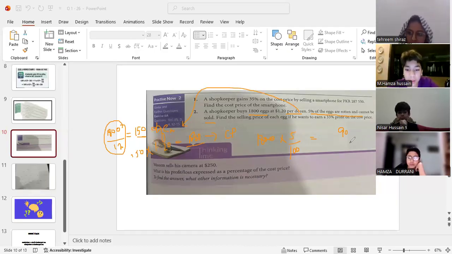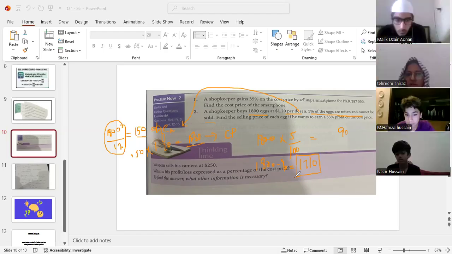Ma'am, so now if we subtract 90 from 1800 and then divide it by 12, we will get the price. And then we will do 133% of that to find the profit. Yes, exactly. So what we need to do is subtract those 90 rotten eggs from the total eggs. The answer will be 1710. It means this is the total number of eggs which he needs to sell. Clear? If you have any question till now, you can ask.